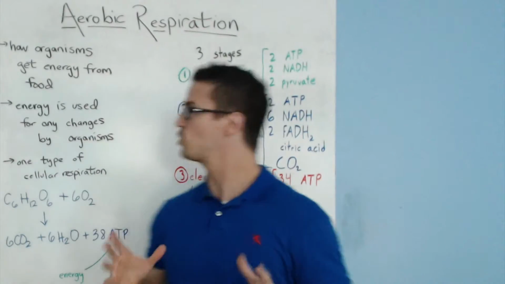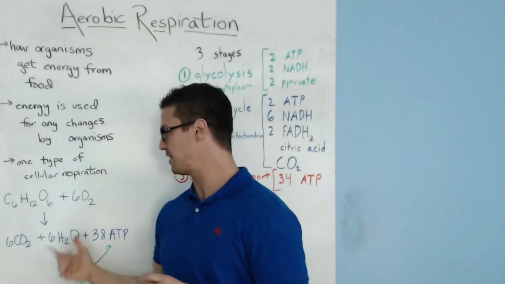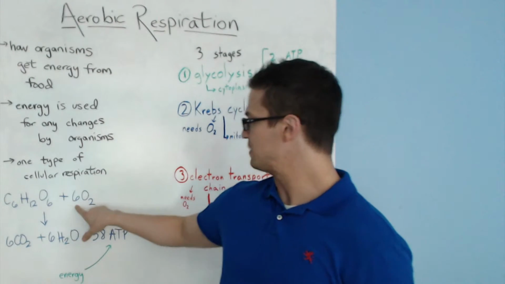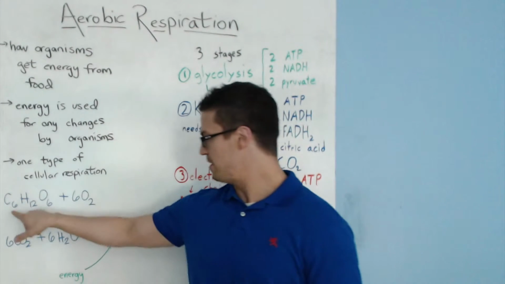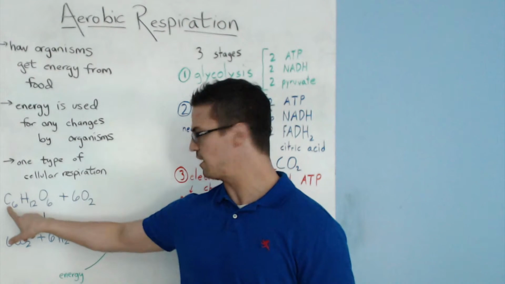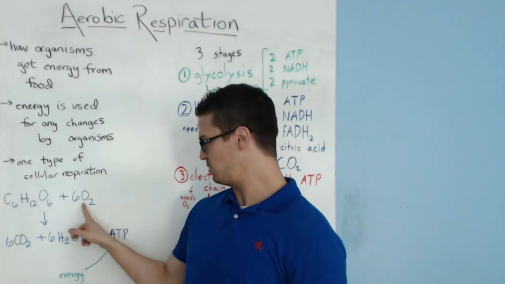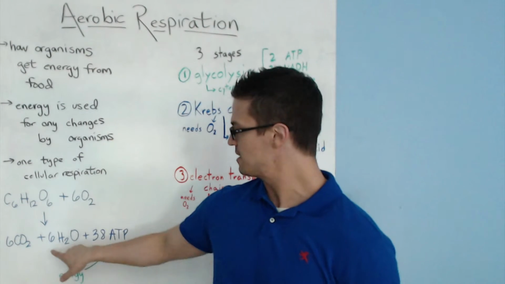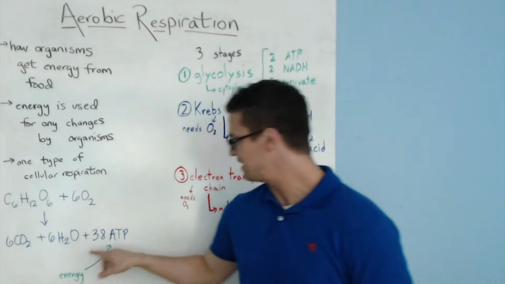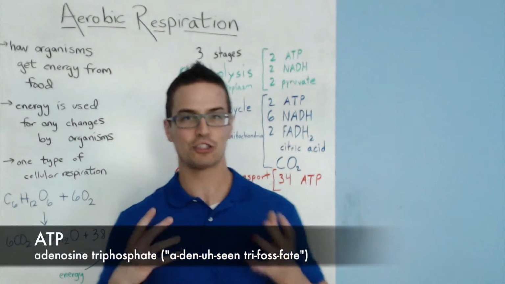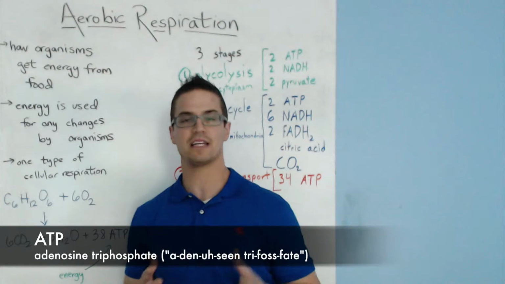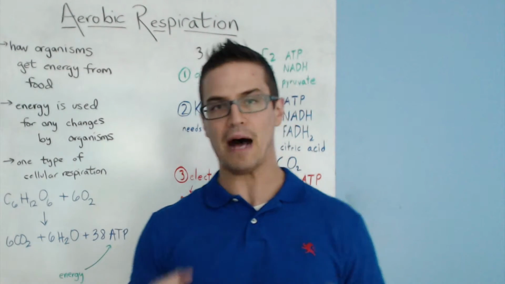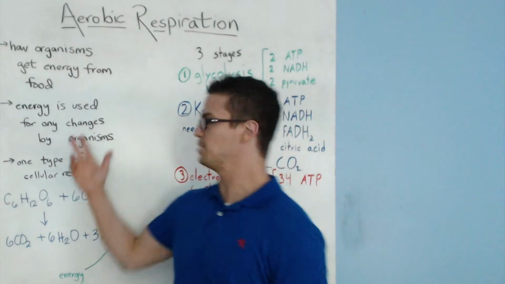The general chemical equation for aerobic respiration is right here. It basically is this glucose, this C6H12O6, combining with 6 oxygen molecules, and then this whole thing breaks down. This C from the glucose bonds with these 6 O2s, so you end up having 6 CO2 molecules plus 6 H2O, and then 38 ATP, which stands for adenosine triphosphate. Now what ATP basically is, it's that energy currency of the body. It's the energy currency that the body uses to do whatever changes it wants.